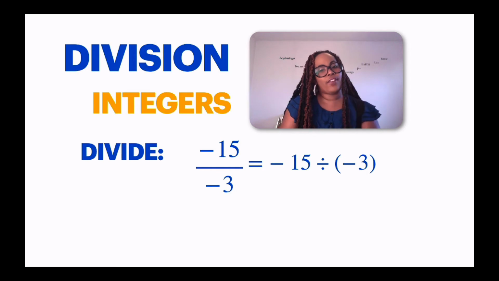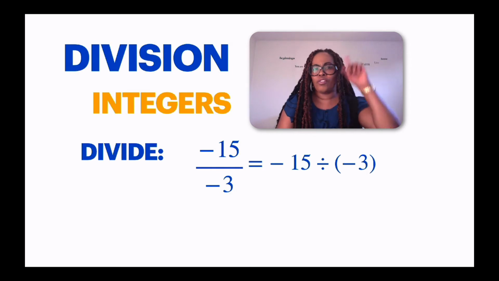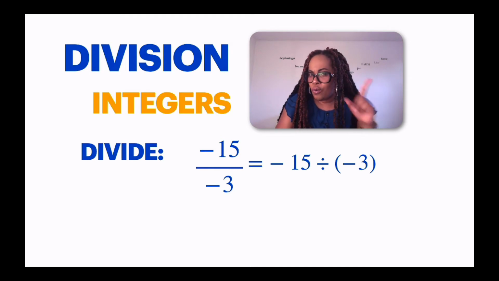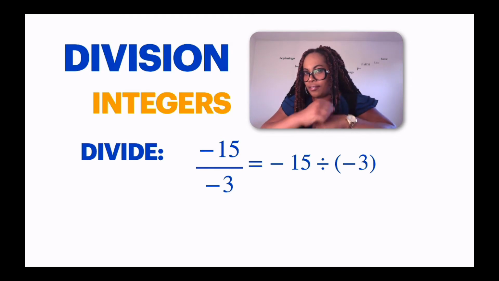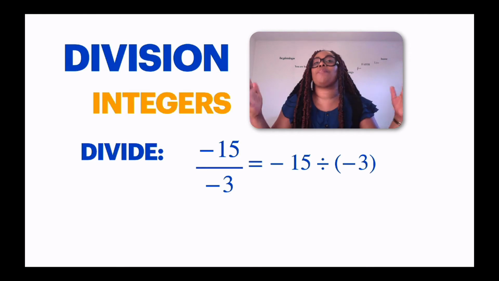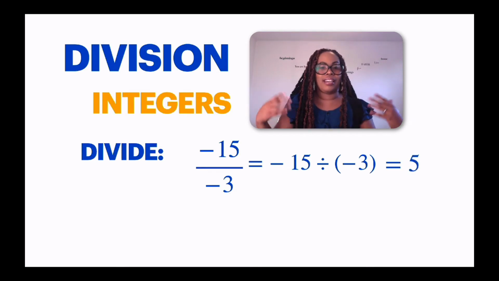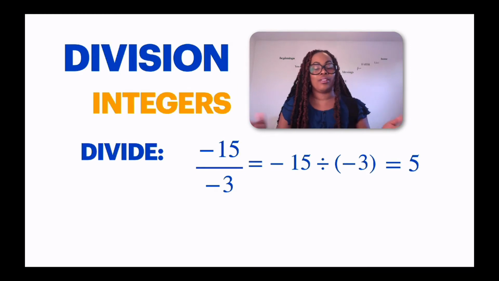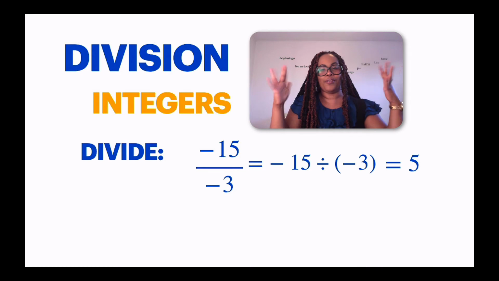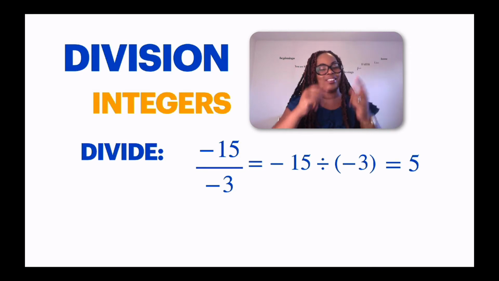So here we go. If we do negative 15 divided by negative 3, remembering what we just said about a negative divided by a negative, we know that our answer is going to be what? Yes, it's going to be positive, and that's a positive 5, because negative 15 divided by negative 3 equals positive 5. Beautiful. See, I knew you guys could get it.